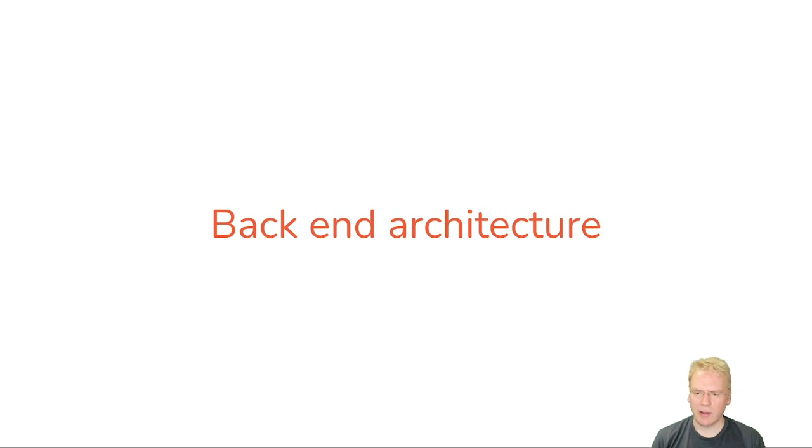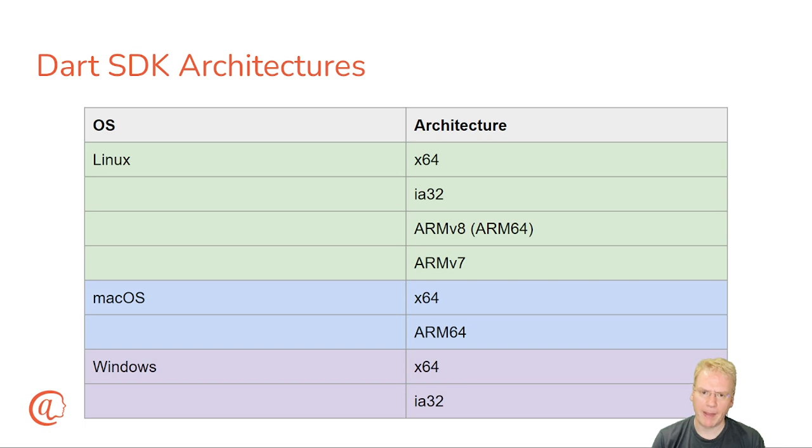All right, so looking at some of the options for back-end architecture then. The Dart SDK supports all of the popular operating systems and associated architectures that go with them. Linux, Mac OS, and Windows are all supported as of Dart 2.15 across these architectures. You can see it's a little bit more of a wide range on Linux. We've got x86 64-bit and 32-bit flavors, and ARM 64-bit and 32-bit flavors. Whereas on Mac OS, we've now got full ARM support for the new M1 chips, which is a good thing. And then on Windows, there's x86 for 64-bit and 32-bit, but no ARM support.